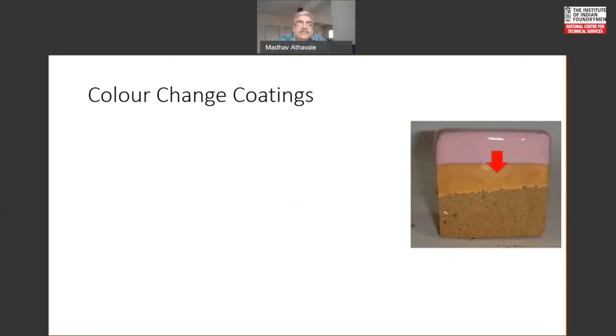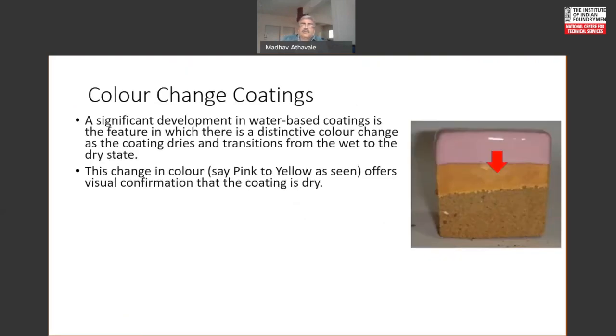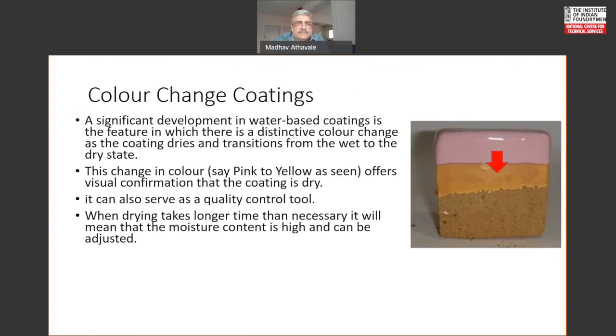Another thing which has happened in coatings technology is color change. So the color of the coating changes once it gets dried, as you can see in the picture here, from pink to yellow, which is an excellent aid, especially when you are handling large molds and cores, to ensure that it is a good quality control tool.